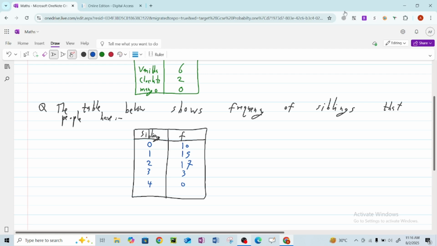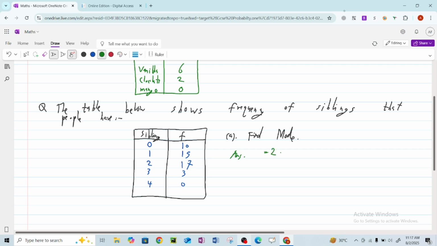Now, let's say part A is: find the mode. What's the most amount of people that have a certain number of siblings? Over here, 10, 15, 17. Remember, in the previous class we discussed that the mode is the most repeated value. The most repeated value is 17 here. But we're not going to write 17. It's going to be the sibling count that we are taking. That's 2. The answer is going to be 2.